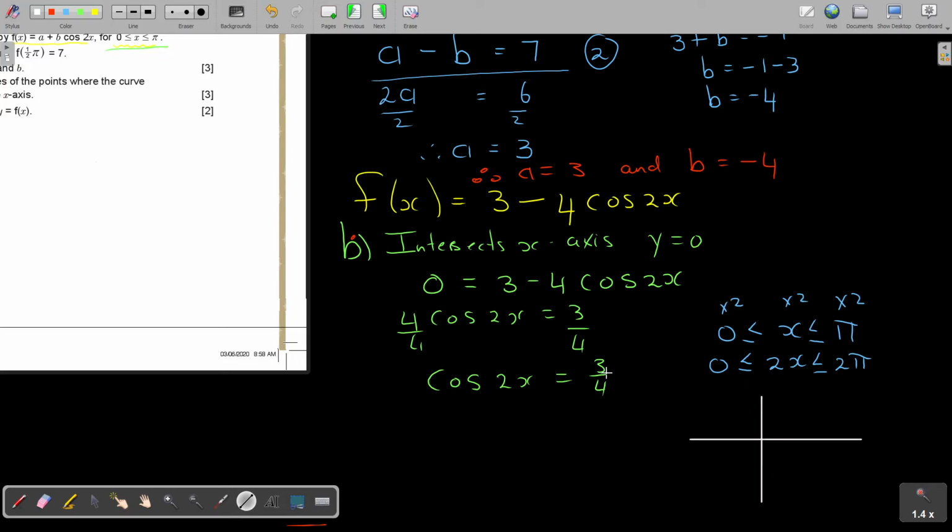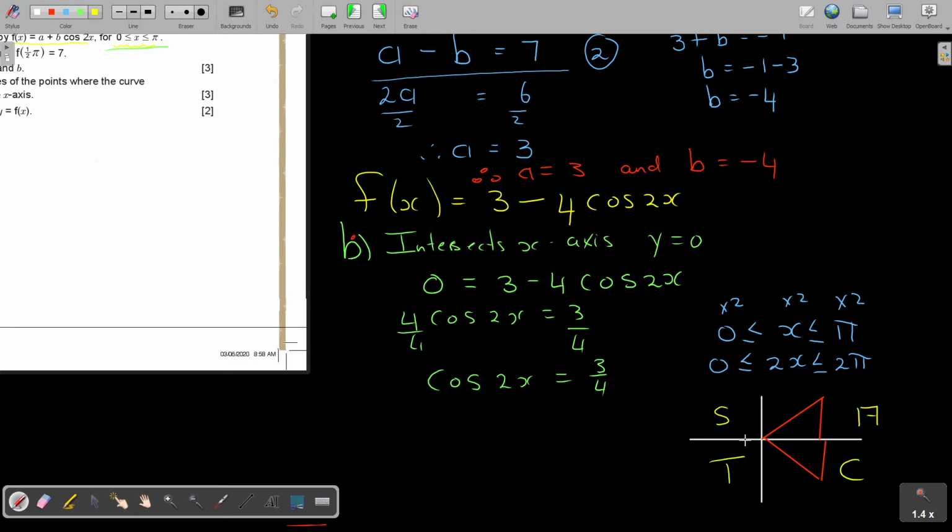Okay, so now it means it's the whole. So where is cos positive? I'm going to say cos is positive there. Do you agree, according to my cos diagram? So this is my cos.